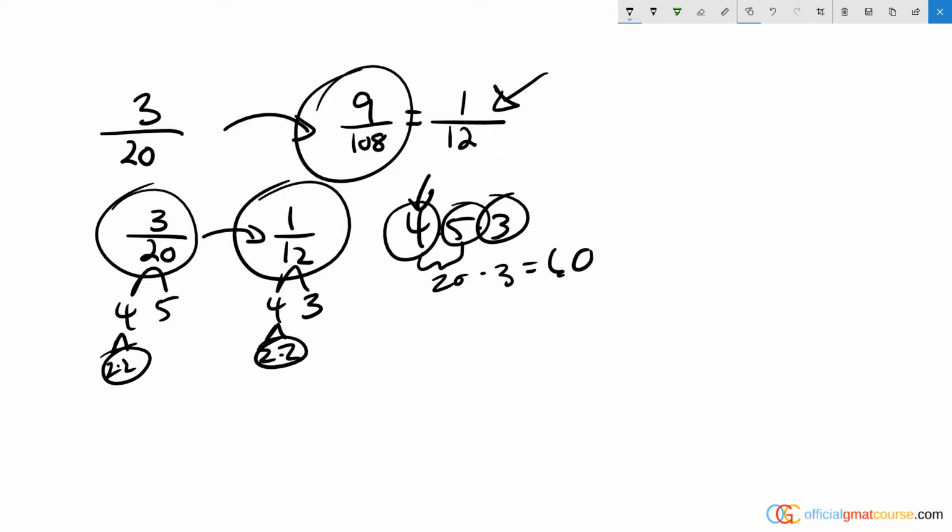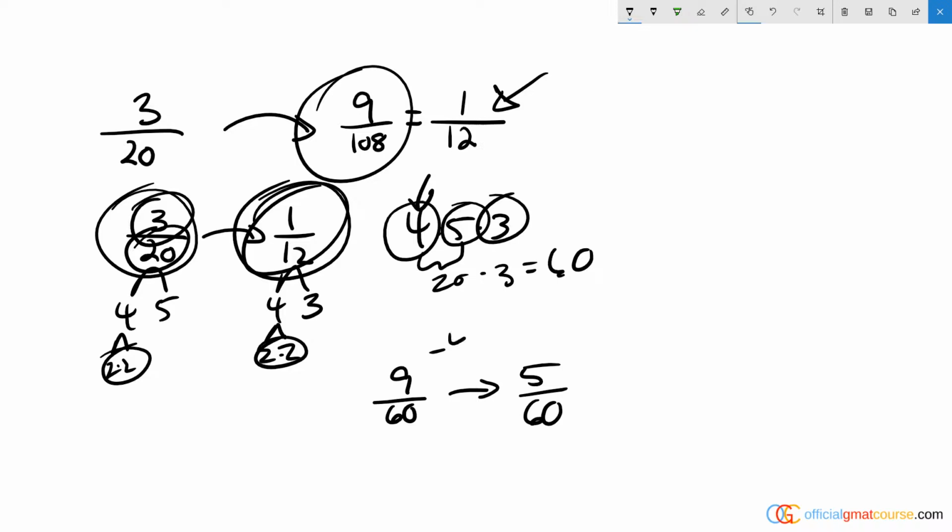And I end up having to multiply the bottom and top of this fraction by 3 to get there, which means I end up with 9/60ths. And for the second fraction, I need to multiply top and bottom by 5, which gives me 5/60ths. So how much did I change by? -4 over 60.